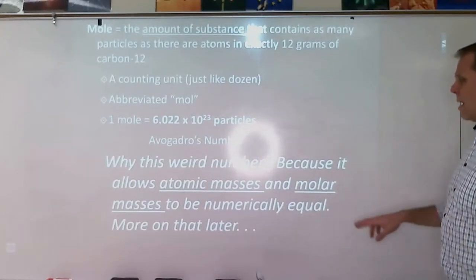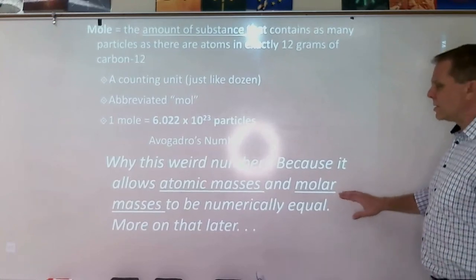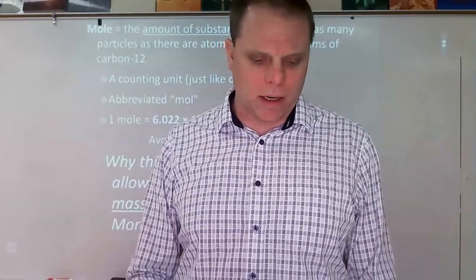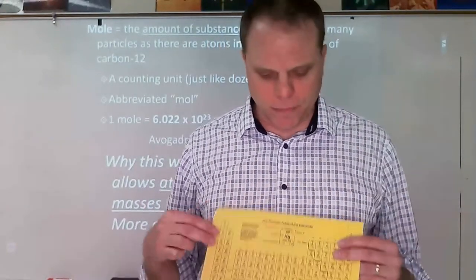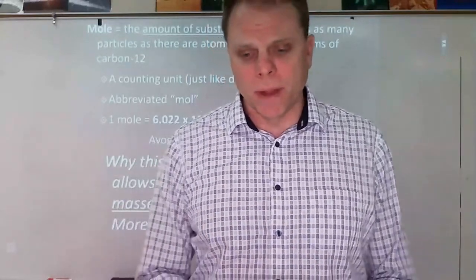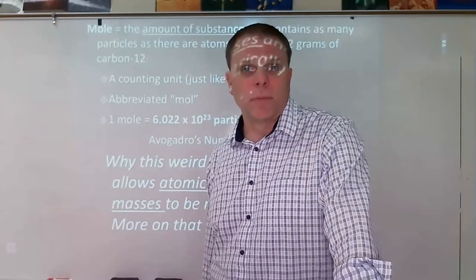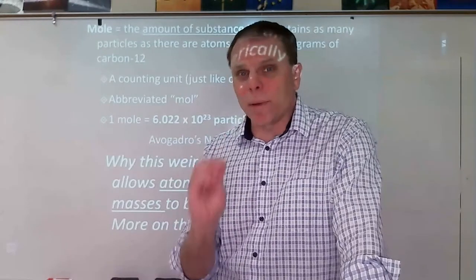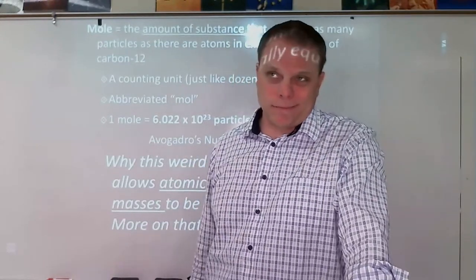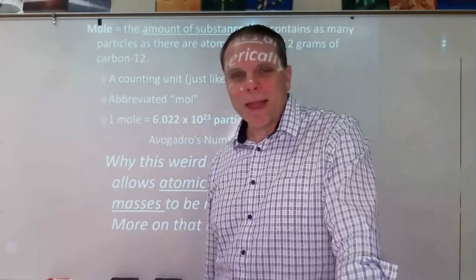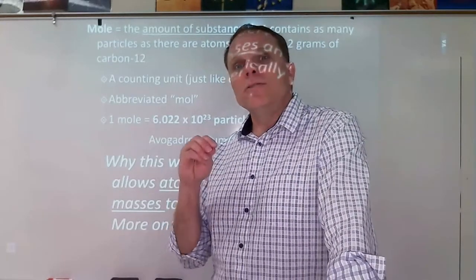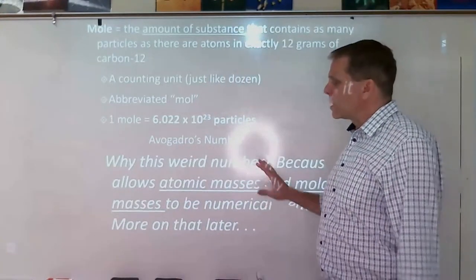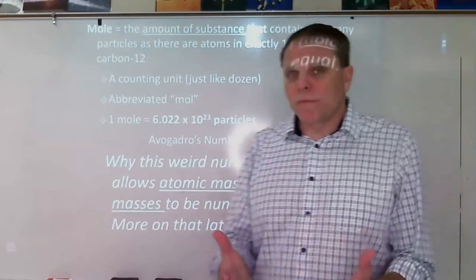Why this weird number? Well, it's going to allow us to use atomic masses and molar masses to be equivalent numerically. So when you look at that periodic table and you have the number below all of those symbols, that number can express the number of AMUs, the mass. That's an atomic mass, right? The mass of 1 atom, or the average mass of 1 atom of that element. And if I use that same number, then I can use that number to express the actual mass in grams of a mole of that substance.